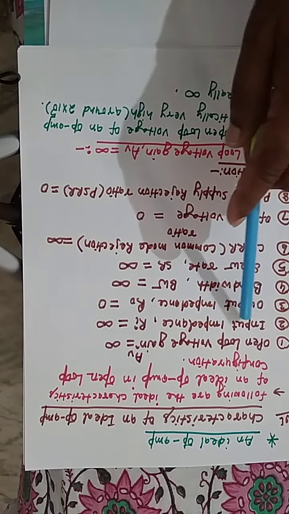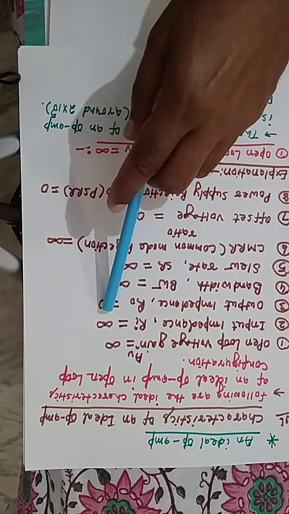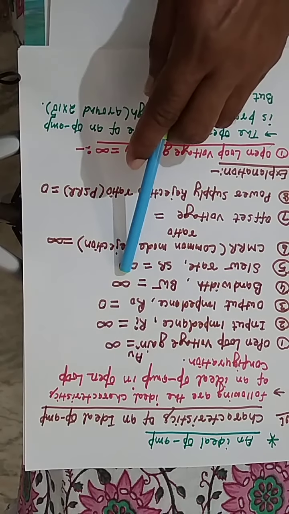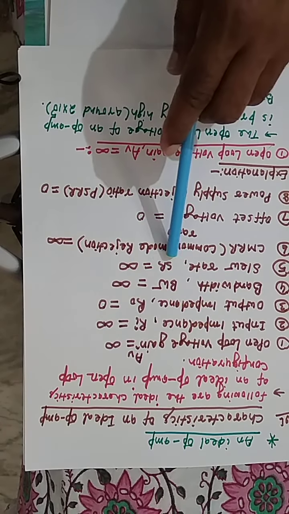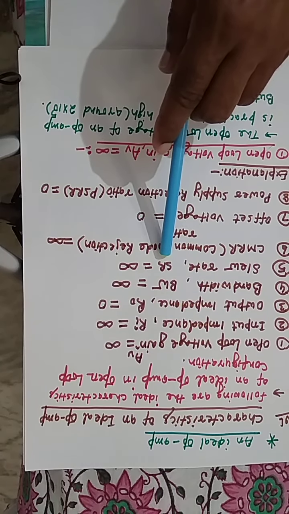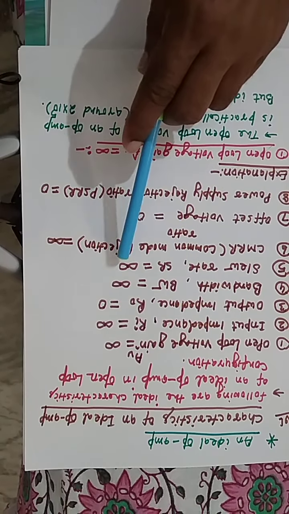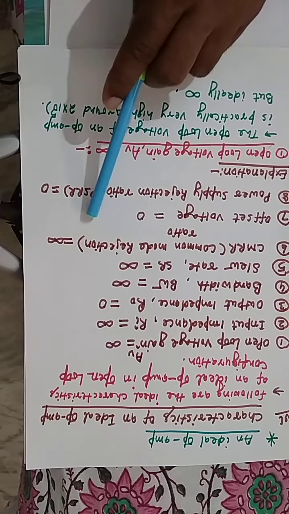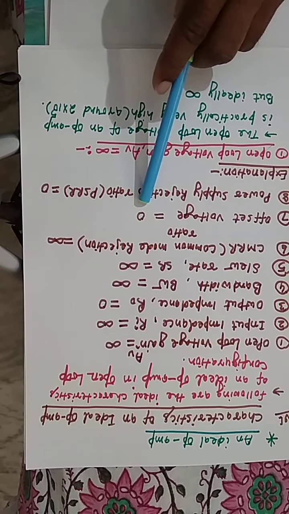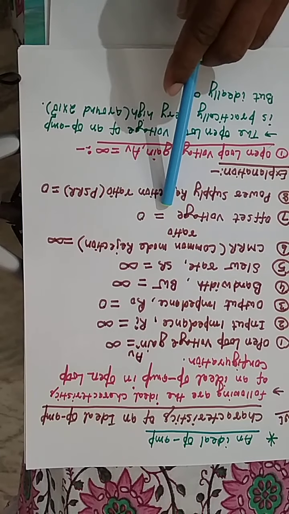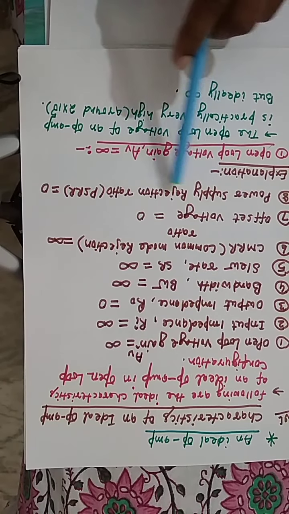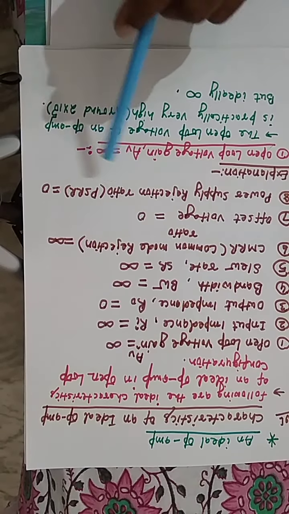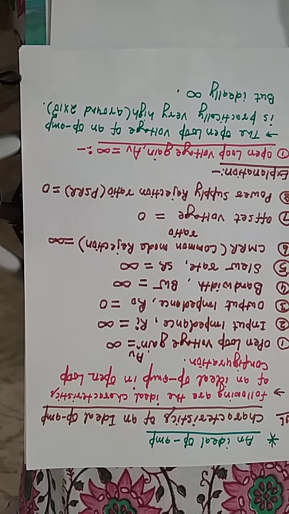Now the second ideal characteristic is input impedance is infinity. The third is output impedance is 0, the fourth one is bandwidth is infinity, and the fifth one is slew rate. I will discuss later, one by one, what the slew rate is. Slew rate is also infinity. CMRR, common mode rejection ratio, is infinity. Offset voltage is 0. What is offset voltage? I will discuss it later. Power supply rejection ratio, PSRR, is 0. This means 3 parameters are 0 and 5 parameters are infinity.